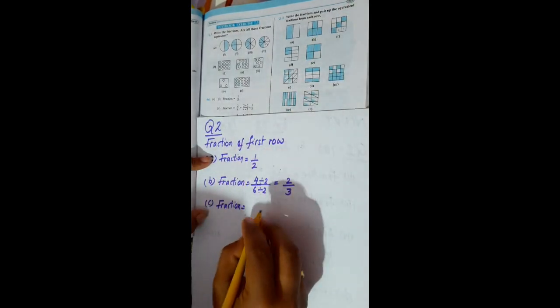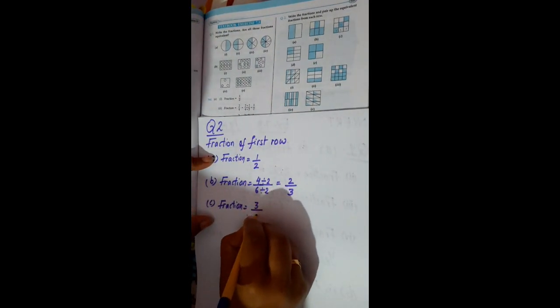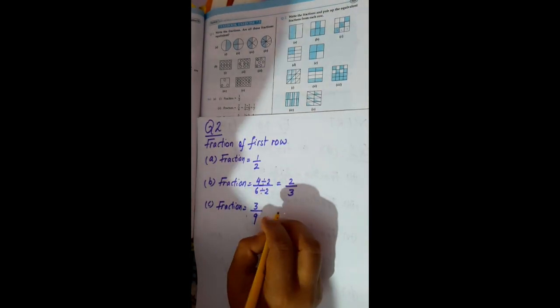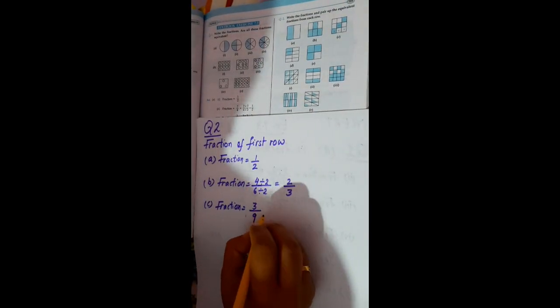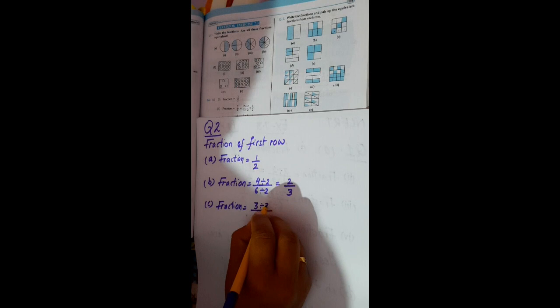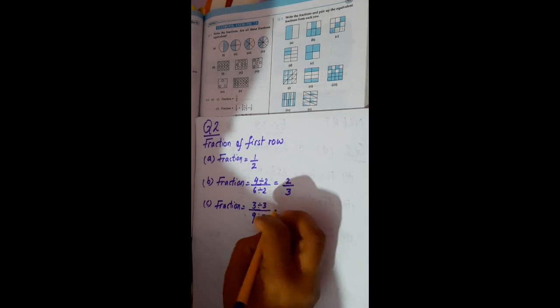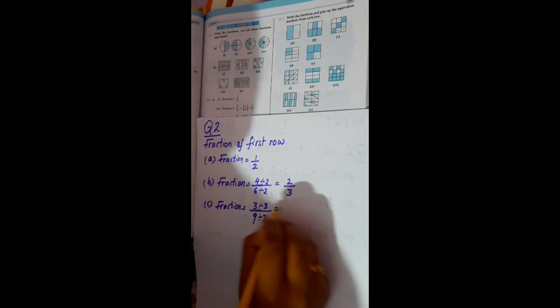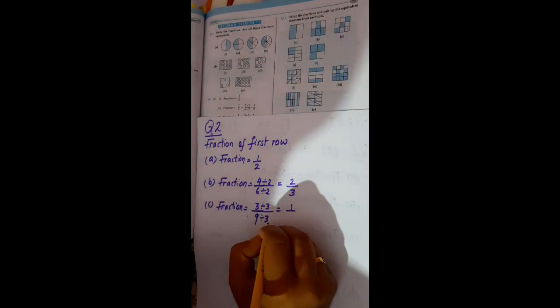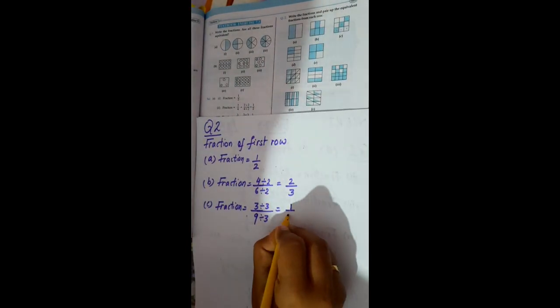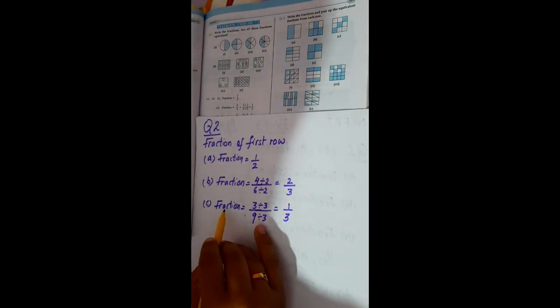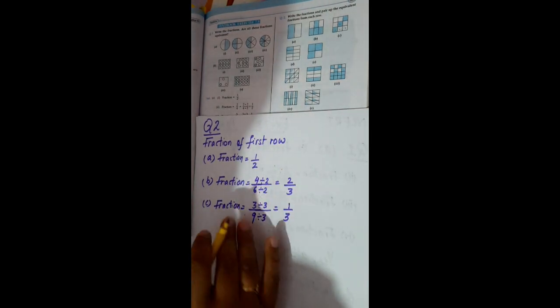So fraction is 3 upon 9. Both numerator and denominator are divisible by 3. 3 divided by 3, 9 divided by 3. 3 divided by 3 you will get 1. 9 divided by 3 you will get 3. So the fraction of C is 1 upon 3.